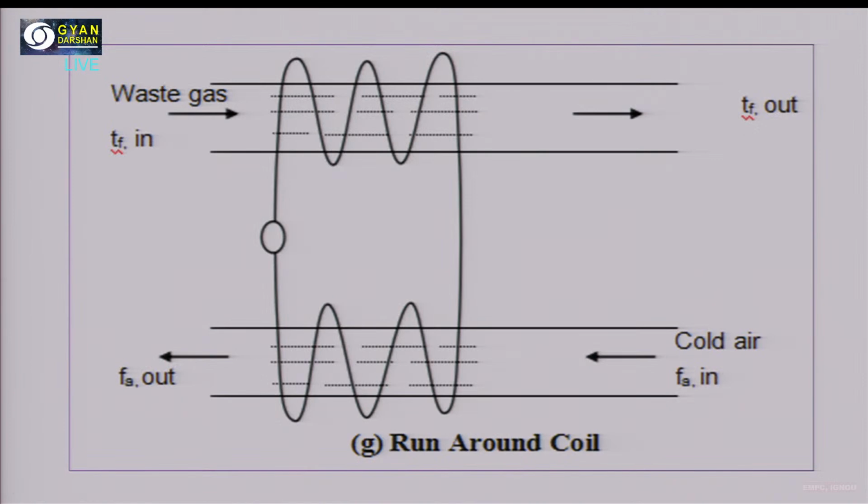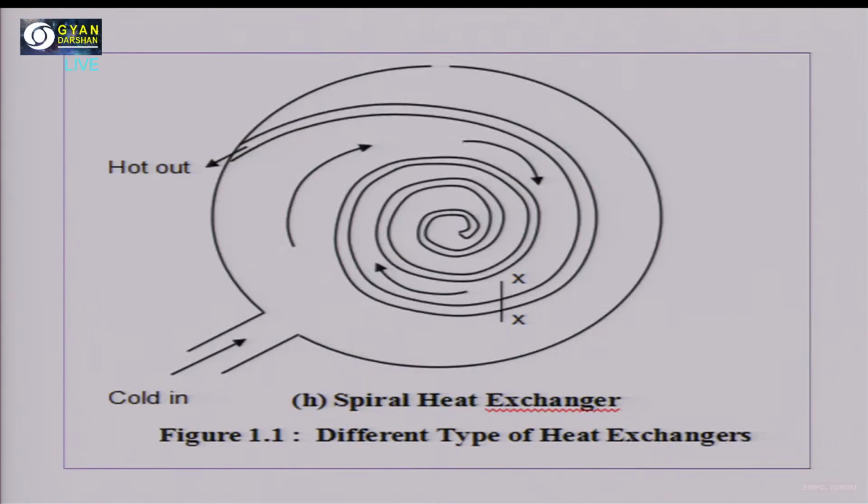Then one more system we have, this run around coil. Here also you can see waste gas coming in, cold air going from the bottom. So all these things I am showing you just to give a glimpse. I am showing you the visuals of the various heat exchangers, the process and the phenomena and how heat exchange takes place. The various expressions, all these things you can learn from the chapter. The whole chapter is there on this.